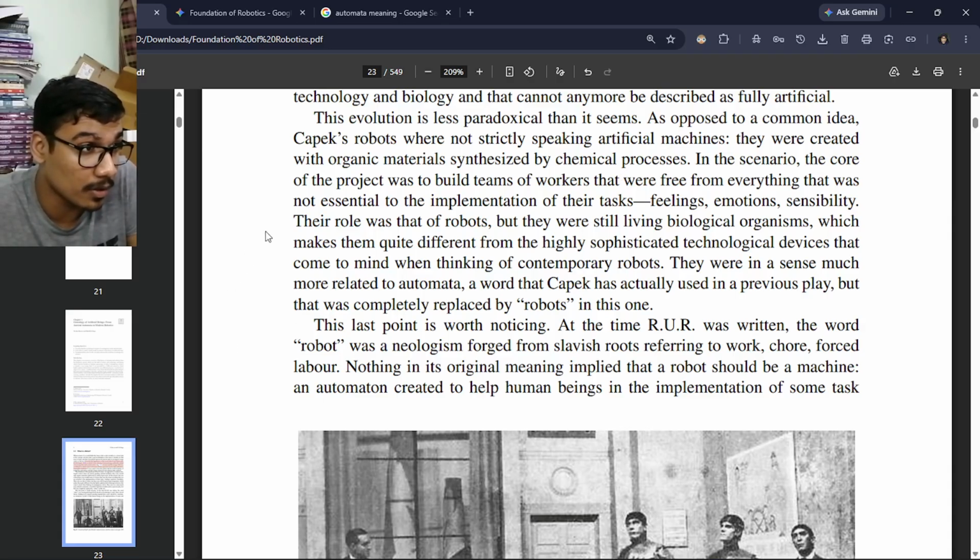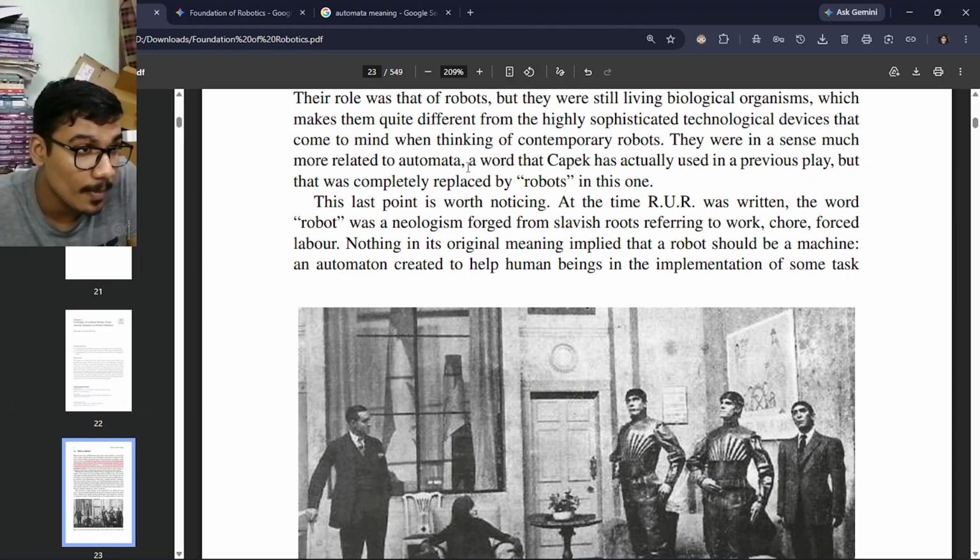In the scenario, the core of the project was to build teams of workers that were free from everything that was not essential to the implementation of their task, feeling emotionally and sensibility. Their role was that of robots, but they were still living biological organisms, which makes them quite different from the highly sophisticated technological devices that come to mind when thinking of contemporary robots. They were, in that sense, more related to automata, a word that Capek had actually used in the previous play, but that was completely replaced by robots in this one.